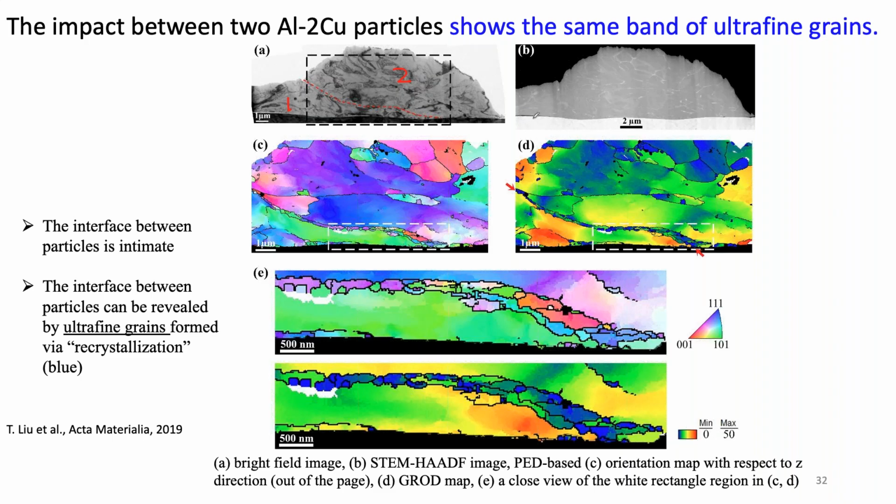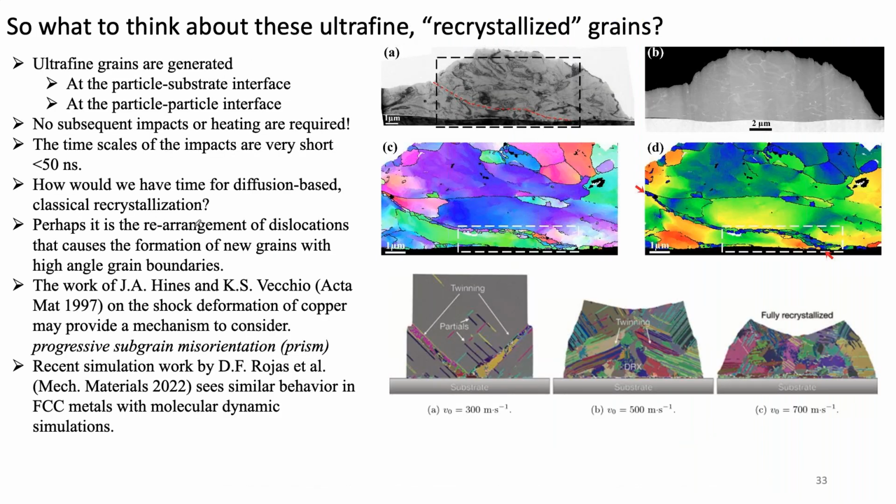And part of what's fascinating about this is that, again, we have this ultrafine grain region right here, and then this is the corresponding G-rod. Now, this is actually a PED set of maps, precession electron diffraction. But what's fascinating is that the impact of the second particle on the first particle created its own band of ultrafine grains, right? And that had not been seen previously, and it gives us some real insight that we're going to talk about in a moment in terms of understanding what's going on here.